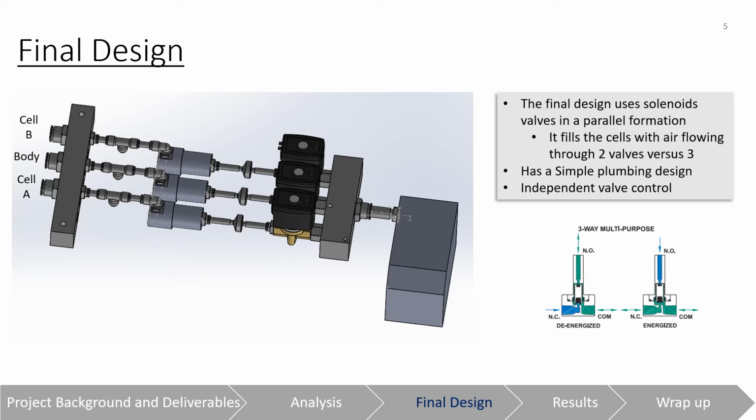In order to improve the flexibility and yield less flow restriction and pressure drop over our current design, we've redesigned the system according to the model shown here. The main benefit here is that the valves are in parallel instead of series, allowing the air to flow through 2 valves instead of 3. The controllability is also improved in this design since all 3 cells are independent from one another.